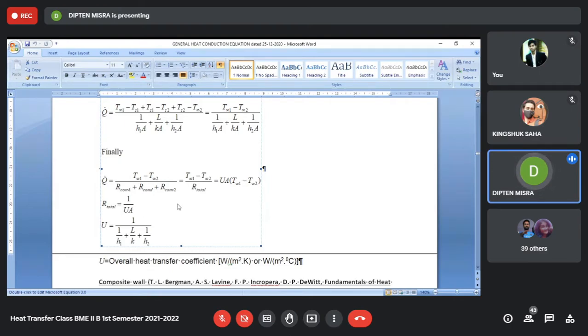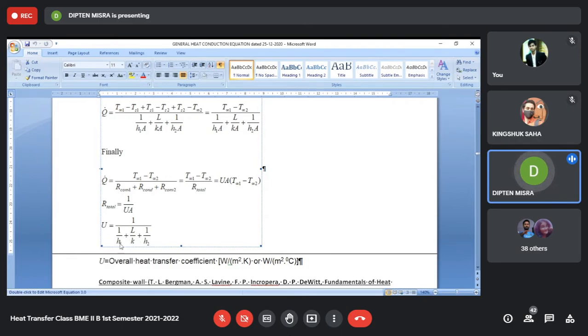And again, if you see, the unit of this will be equal to watt per meter square Kelvin. The unit will be similar to the unit of h, because U and h have the same unit. So it is watt per meter square Kelvin. This also will be watt per meter square Kelvin. This is watt per meter Kelvin per meter, so it becomes watt per meter square Kelvin. The unit of h is watt per meter square Kelvin.